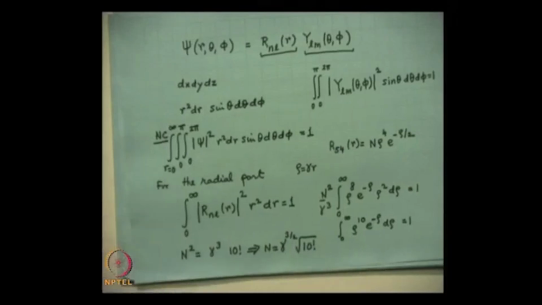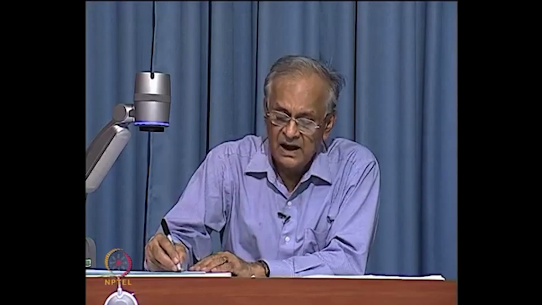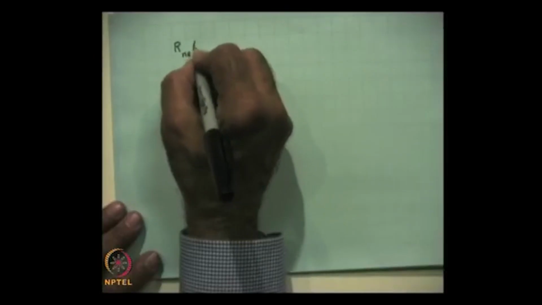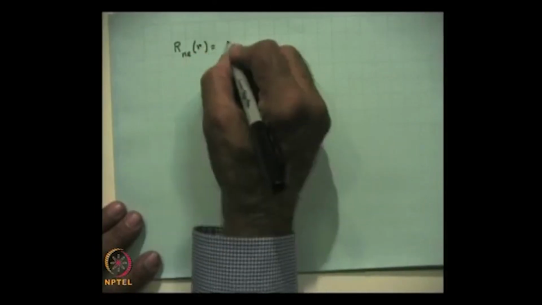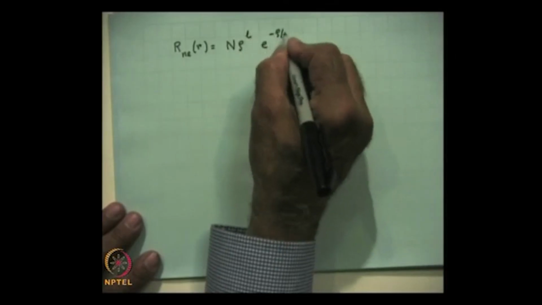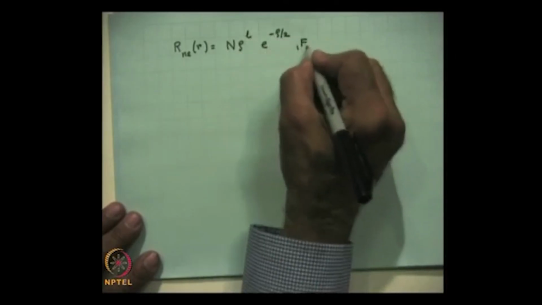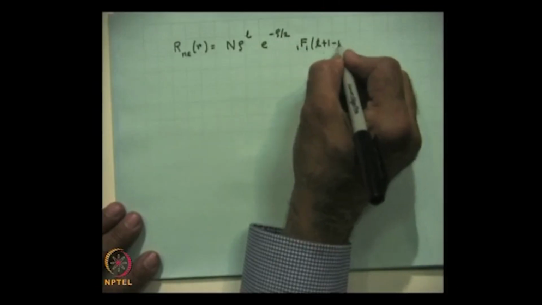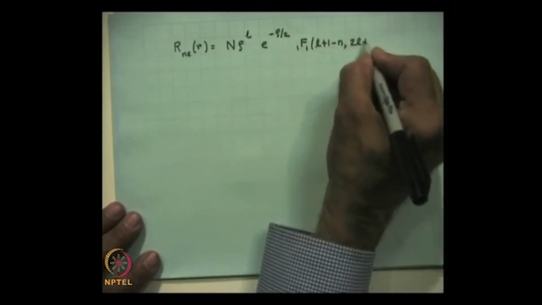So, if you want to calculate any radial part of the wave function, it is really very simple. Let me give you another example. As I had said, R n L of r is equal to n rho to the power of L e to the power of minus rho by 2 1F1 of L plus 1 minus n, 2L plus 2, rho.